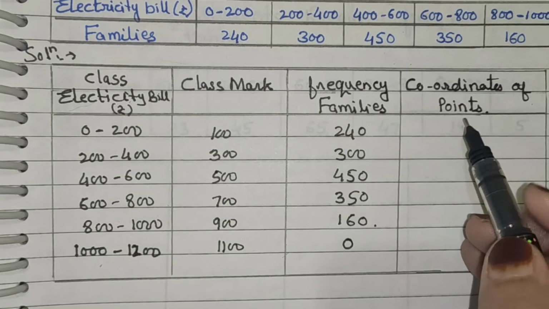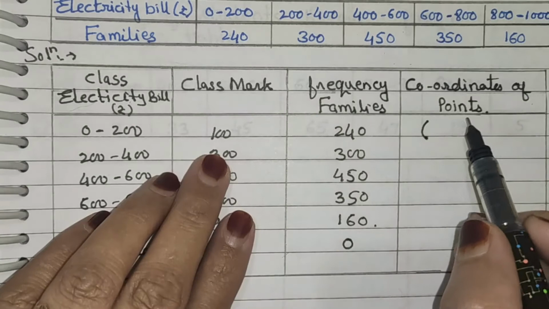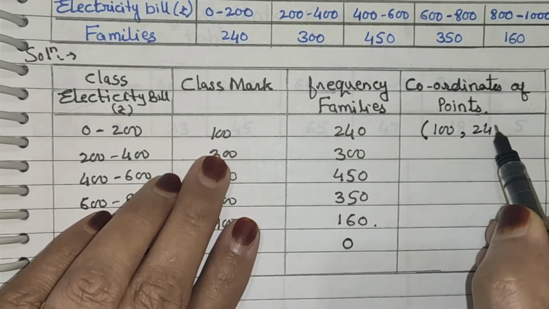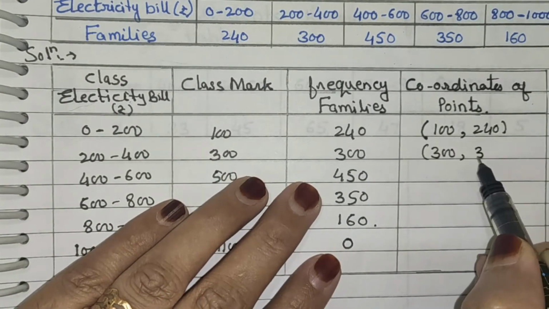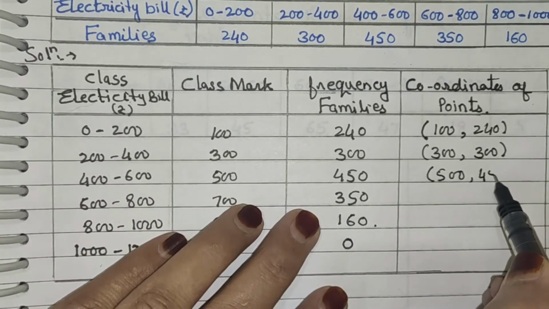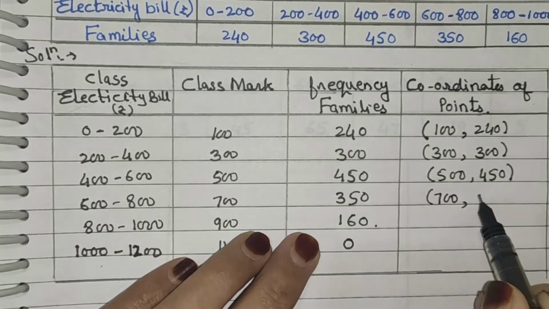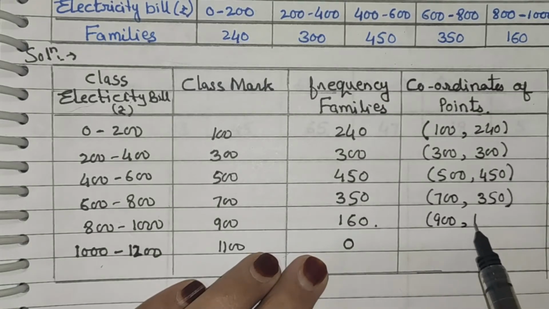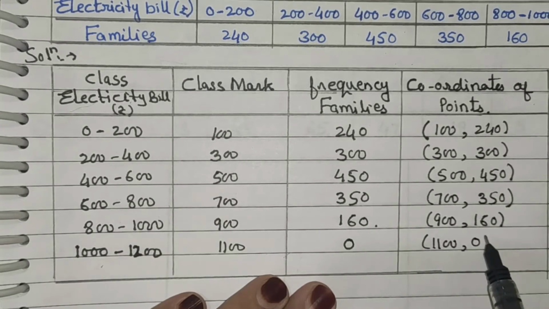Now, last column is coordinates of point. Now, the x coordinate here is class mark and y coordinate is frequency. Write down here. X coordinate 100 and 240. Next one is 300 and 300. Next one is 500, 450. Next one is 700 and 350. Next 900, 160. Last one is 1100 and 0.